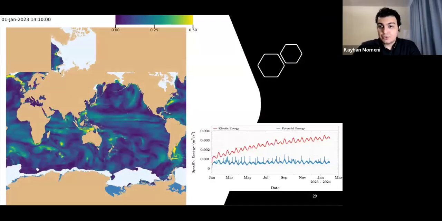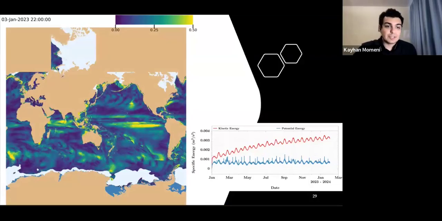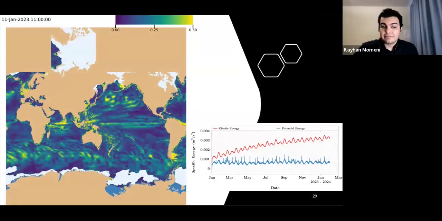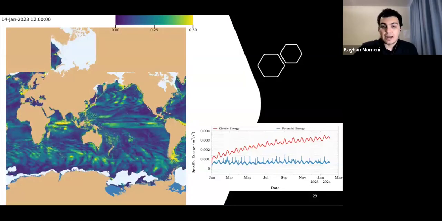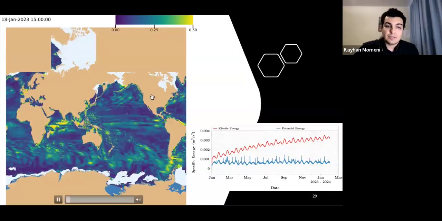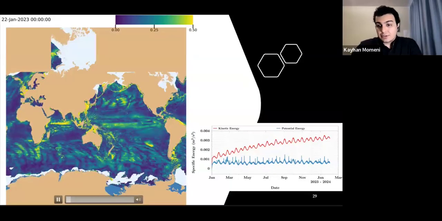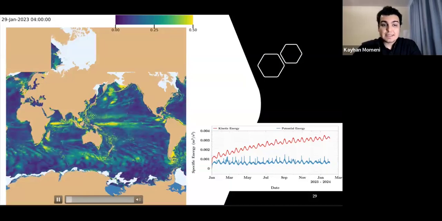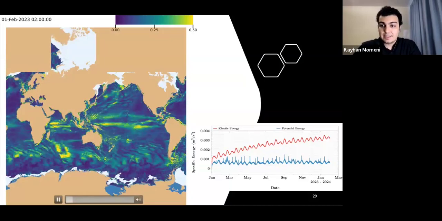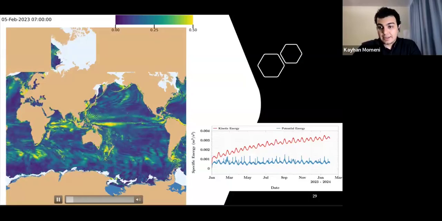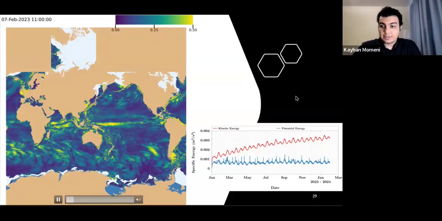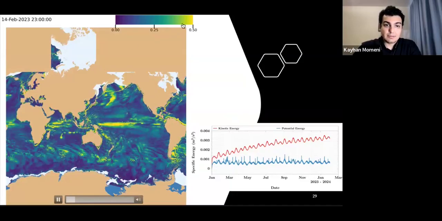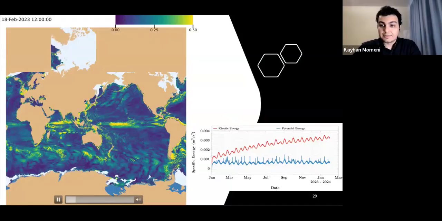Now, to show you the new model in action, this is the new, refined LLC 1080, our baby model. This one is run on Trillium. What you're seeing here is an animation of sea surface speed. Beige is land, white is sea ice, steel blue is shelf ice, and the colors are sea surface current speed based on the color bar above.